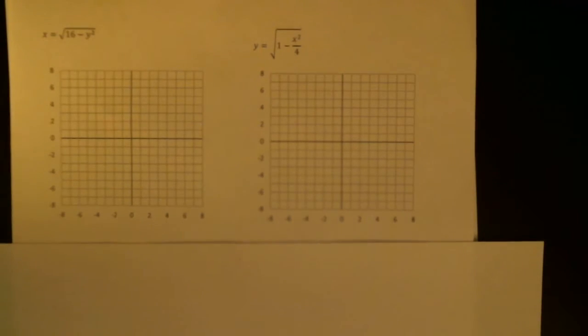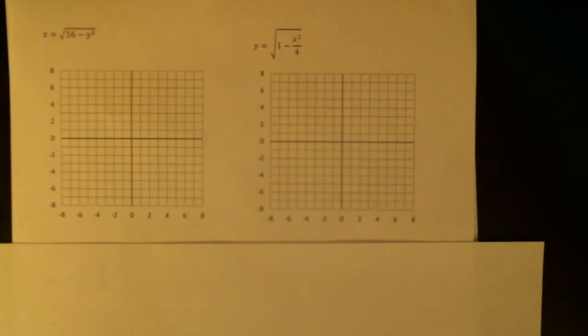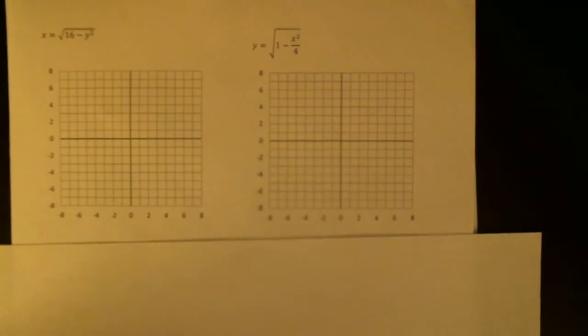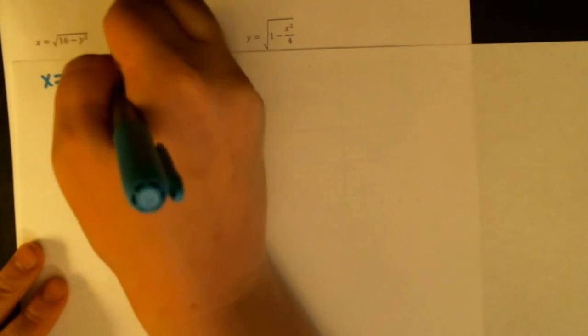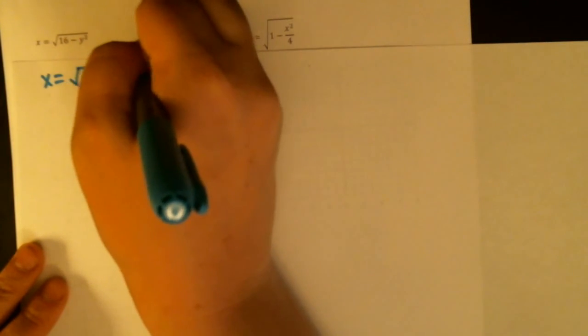Hi everyone, we're going to continue in this video looking at graphs of circles and ellipses, or actually what we end up looking at here is part of a circle or part of an ellipse. So this first one, again, I didn't leave myself room for the little bit of algebra that happens. We have this x equals the square root of 16 minus y squared.